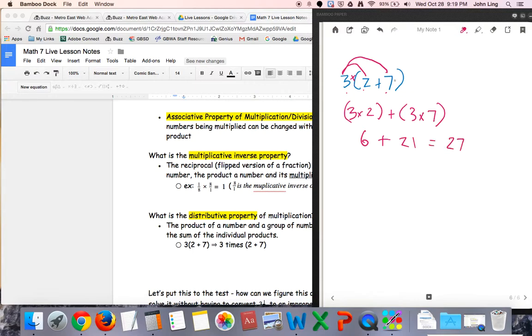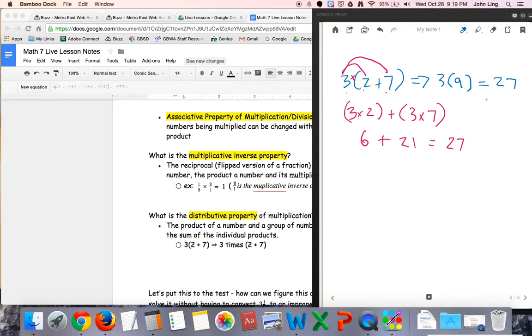Same thing if I did this. If I added that first, if I added the 2 plus the 7, this would be 3 times 9, right? 2 plus 7 is 9. So 3 times 9 is 27.